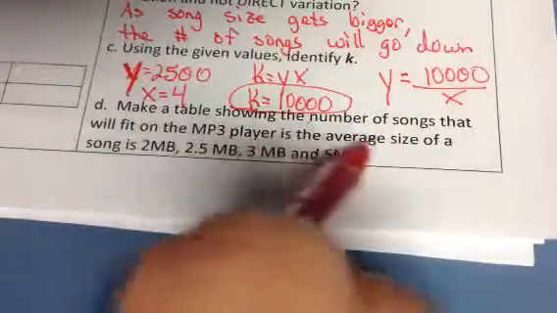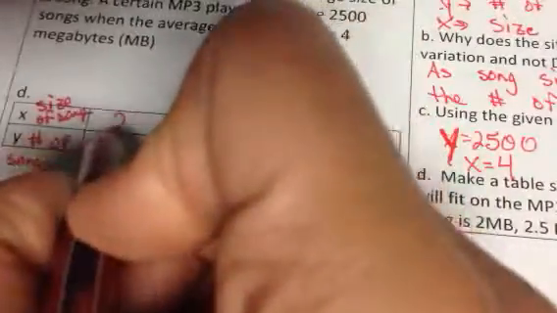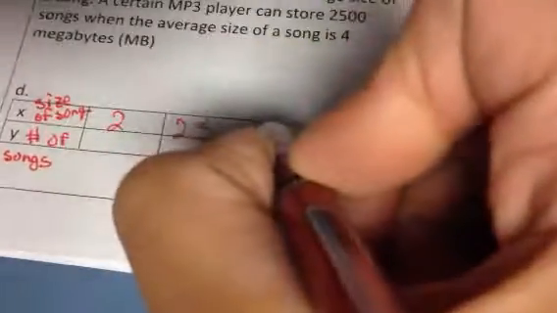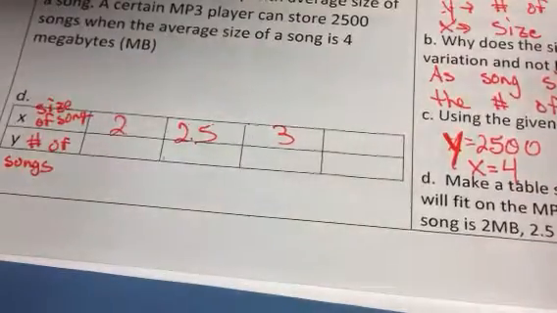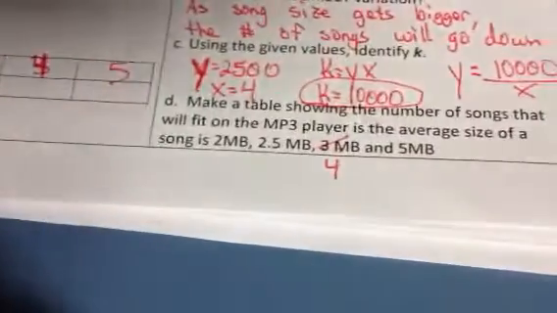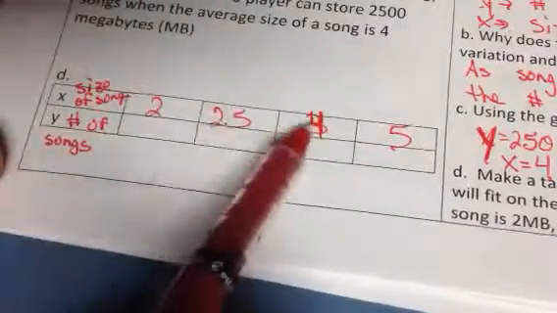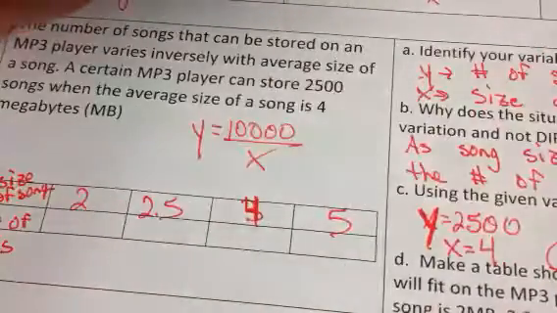All right, so make a table showing the number of songs that will fit on an MP3 player if the average size of a song is 2 megabytes. Then they ask for 2.5 megabytes, 3. And actually, you know what? I think I'm going to change that to 4, because it'll be a nicer number. So we're going to change this to 4 and 5. So the idea is if these are all of my x's, I can plug them into the equation that we came up with and figure out how many songs I could hold.